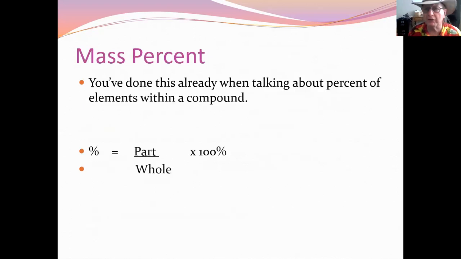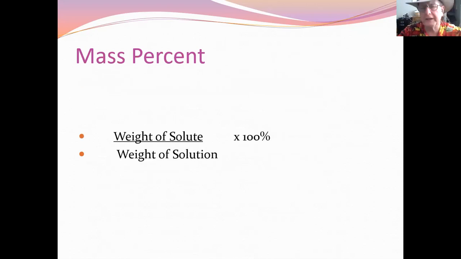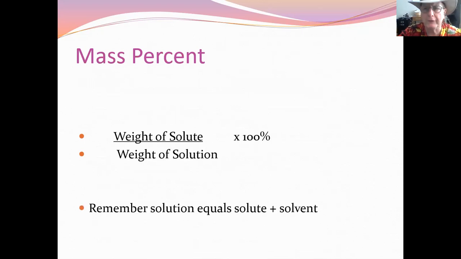Okay, mass percent. You guys have already done this. It's nothing more than the part divided by the whole times 100. When we're talking about a mass percent, we are generally talking about the solute divided by the solution. So we get the weight of the solute, divide that by the weight of the solution, multiply it by 100%, and we have the mass percent. Again, something you guys have already done. Remember, guys, the solution is equal to the weight of the solute plus the weight of the solvent.